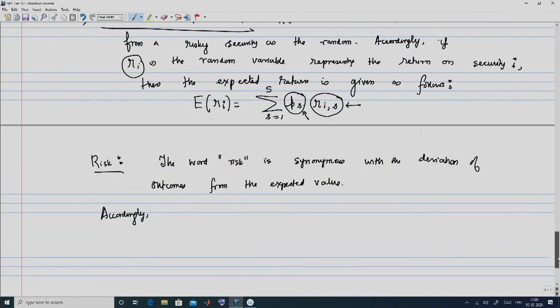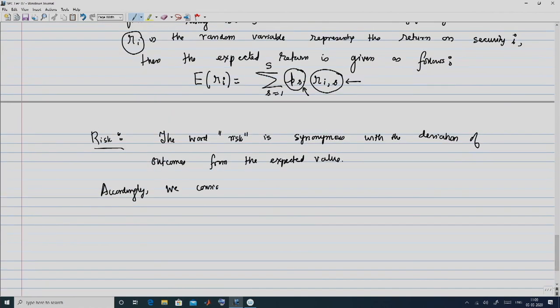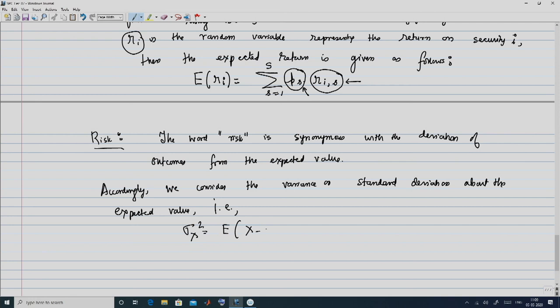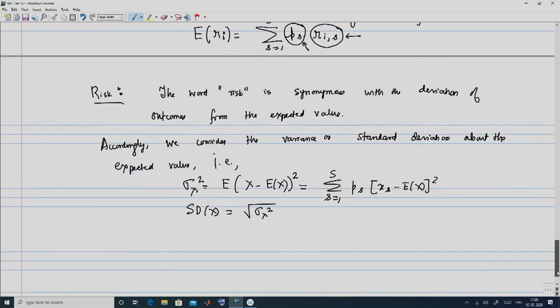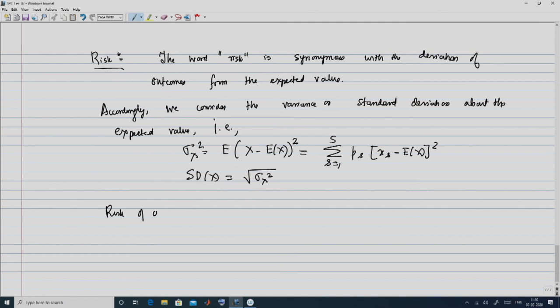So accordingly, if I again look at the counterpart of this definition of expectation, and extend this specifically to a risky security, we consider the variance or standard deviation about the expected value. That is, sigma x squared is E of (x minus E of x) squared, and in the notation of probability and random variable in this discussion, this is the summation of P_s times (x_s minus E of x) squared, for small s equal to 1 to capital S, and the standard deviation of x is equal to the square root of sigma x squared. And now we are in a position to talk about the risk of a security.